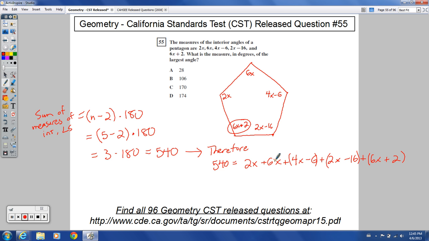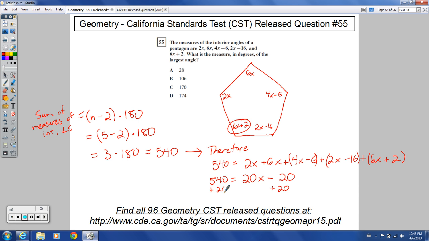I've got 2x plus 6x would be 8x. 8x plus 4x would be 12x. 12x plus 2x would be 14x. 14x plus 6x would be 20x. So I've got 20x right here, and I just want to double check that. This is 10, 12, 14, yeah, okay. And then we've got minus 6, minus 16, that'd be negative 22, plus 2 would be minus 20. Bring down the 540. We're getting close, we're getting warmer.